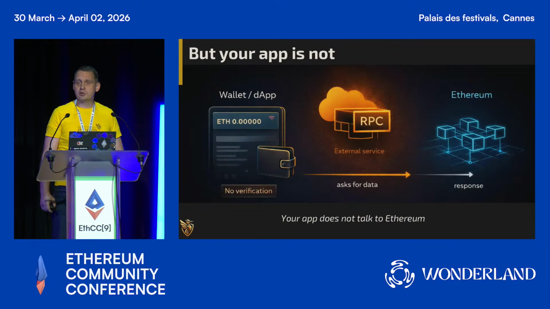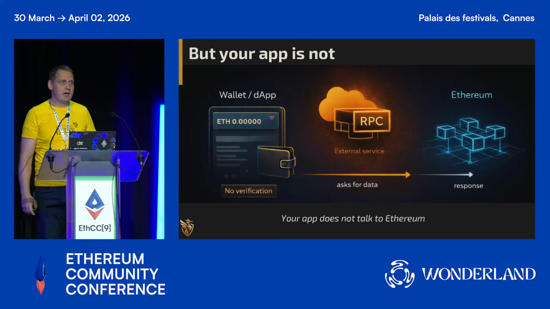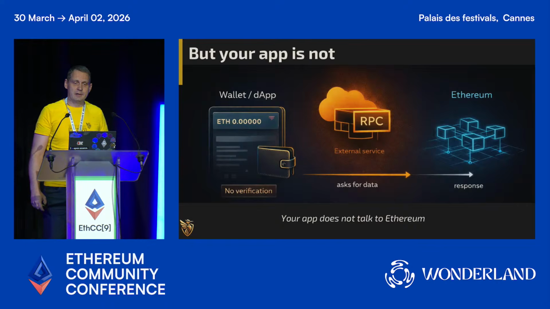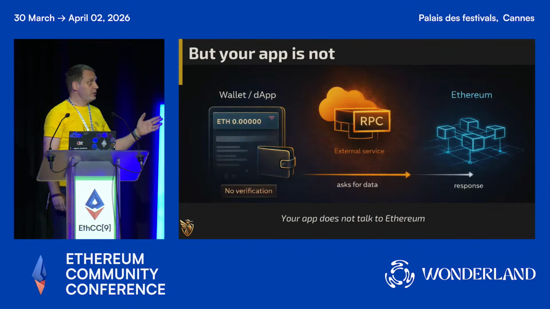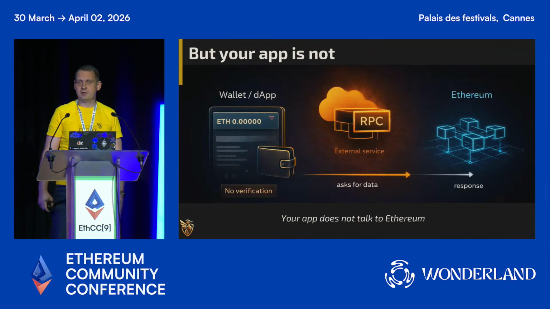Every time your wallet shows a balance, every time your dApp shows contract state, every time you simulate your transaction, it is asking an external service for the answer. And then it just accepts the answer. No verification, no proof, just trust. So while Ethereum is trustless, your app is not. It's trusting its data source.